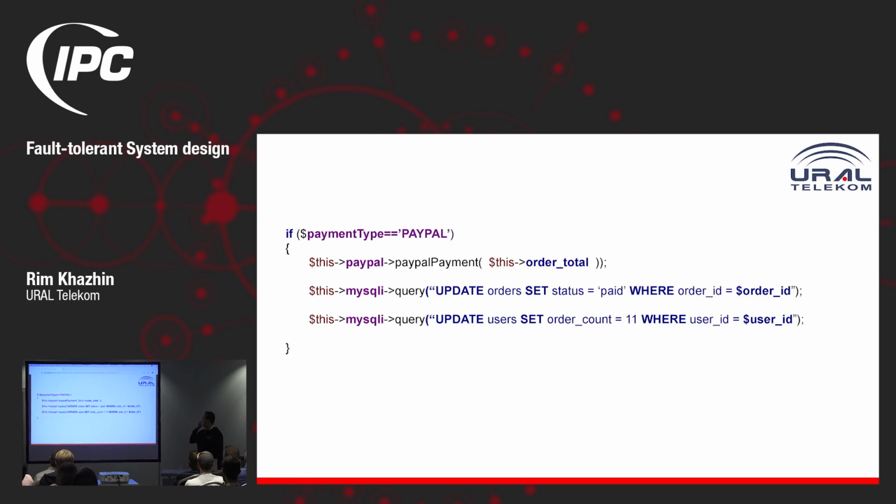For example, here we have a simple code. Can everyone read? Or those who are interested? So basically, we say if payment type is PayPal, then go to PayPal service, make payment, then update orders table and update users, update order count. So what's wrong with this? Let's give me at least 5 problems.